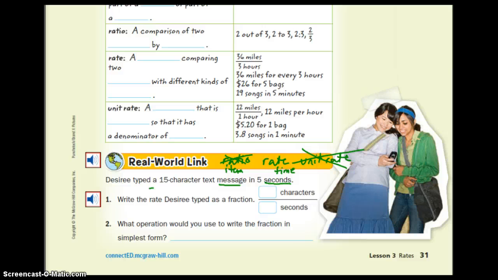So now that we've established it's a rate, we have to put it into fractional form. So we know that's 15 over 5. And we want to get it into its simplest form, so we're going to divide by 5 and get 3 over 1. So we know that she can text 3 messages in 1 second. That's pretty fast.